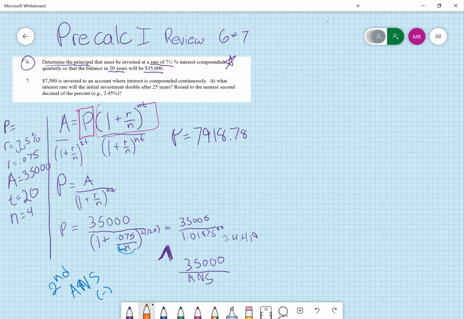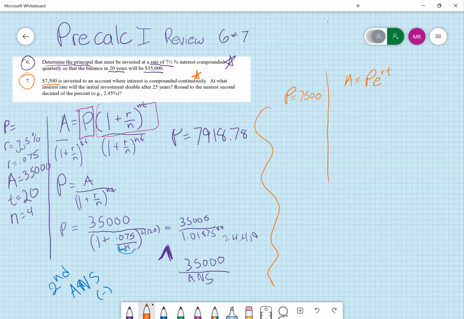Now let's do number 7. $7,500 is invested into an account. So my principal is 7,500. It's invested into an account where interest is compounded continuously. This tells me I need the PERT formula: amount equals principal times e to the RT.